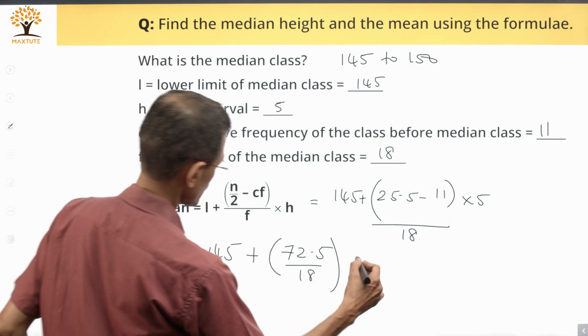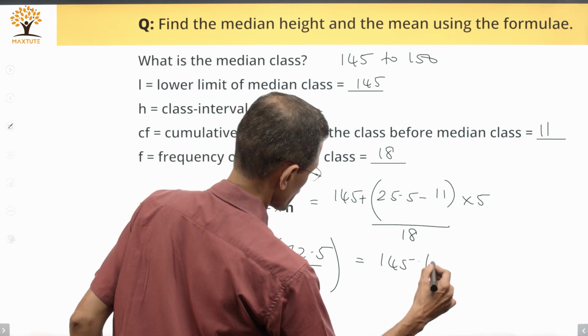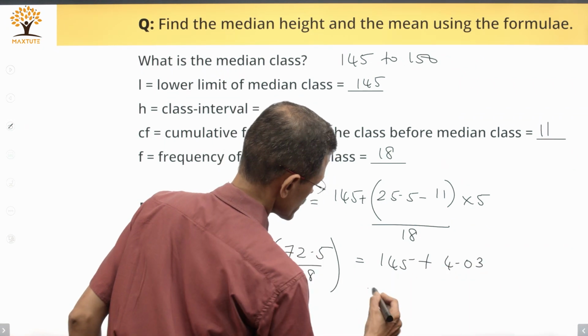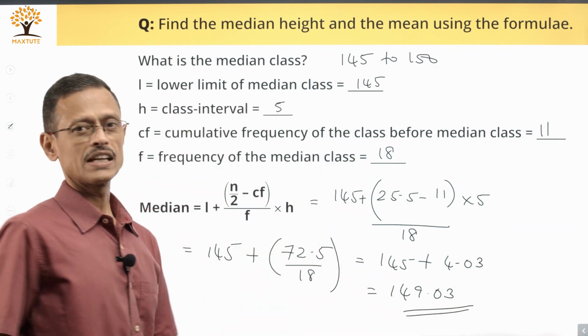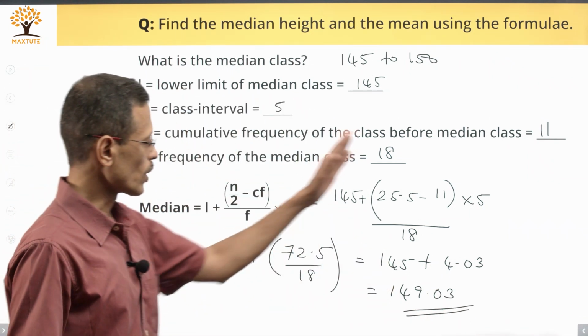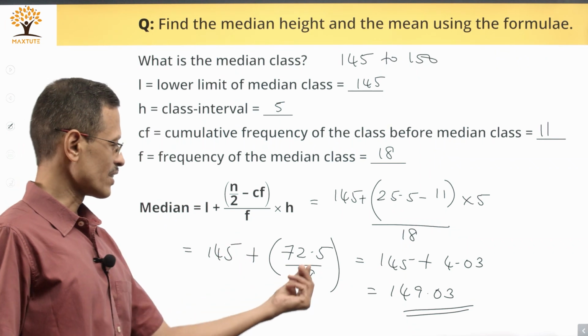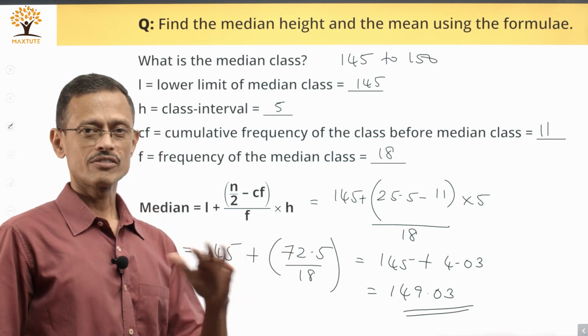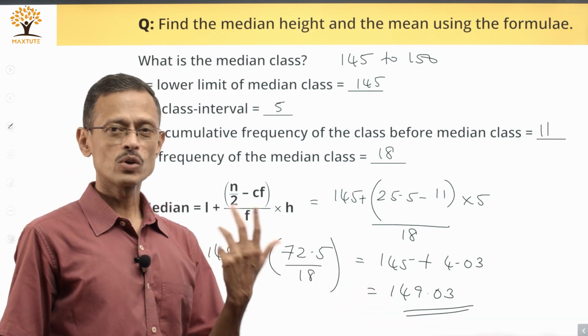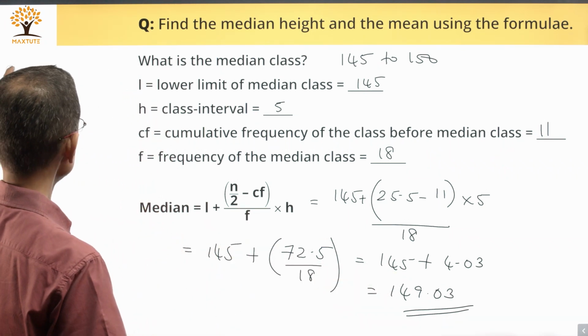So, this is going to be equal to 145 plus 4.03, which is equal to 149.03. That's the median that we'll have to compute, right? So, we know what each of these terms is. This calculation alone, you need to figure a way of doing it. Nothing else works. Do a long division, find the answer, and you're done. Let's move to the second part, where we'll have to find out the mean.